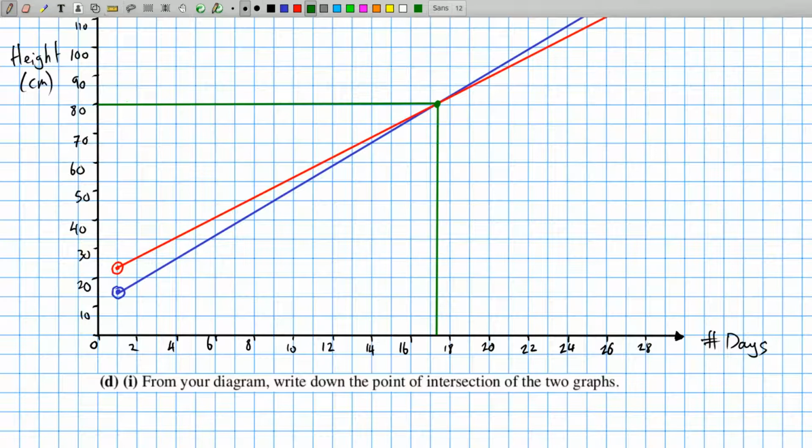You need to show the examiner how you're actually getting the point of intersection, the coordinates of that point, and you do that by comparing the point to each of the axes, and then you read the point off from there. So it looks like it's about 17.3, and the height looks to be smack dab on the 80. So that looks to be pretty much the point of intersection.